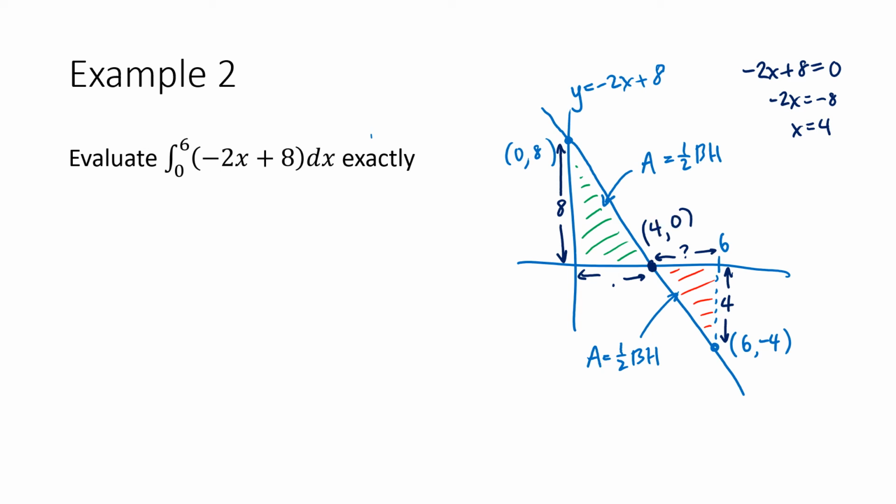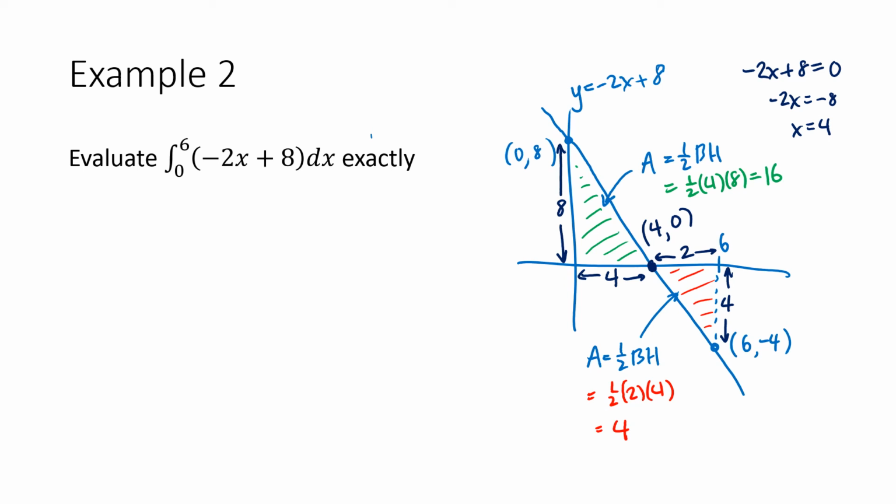Which means that the base of the bigger, the green triangle here, is 4. And then from 4 to 6, the base of this smaller, negative triangle, that's 2. So now I can figure out my areas. The area of my positive triangle, that's going to be 1/2 times base, which is 4, times height, which is 8. That's going to be 16. And then the negative triangle, that's going to be 1/2 base, which is 2, times height, which is 4. That's going to be 4.